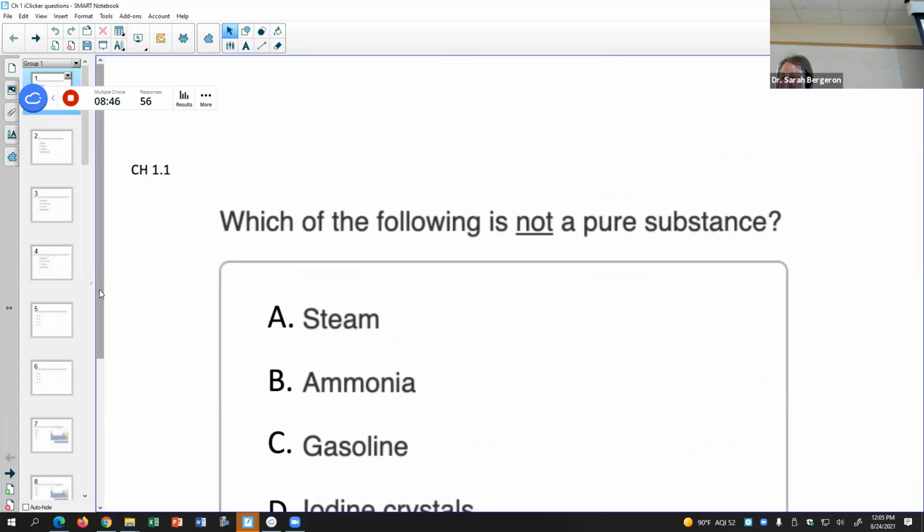All right, so y'all ready to do some iClicker? Get your iClickers out. Remember, the first time I ask you, it is just you. It is no one else. Y'all ready? Okay.